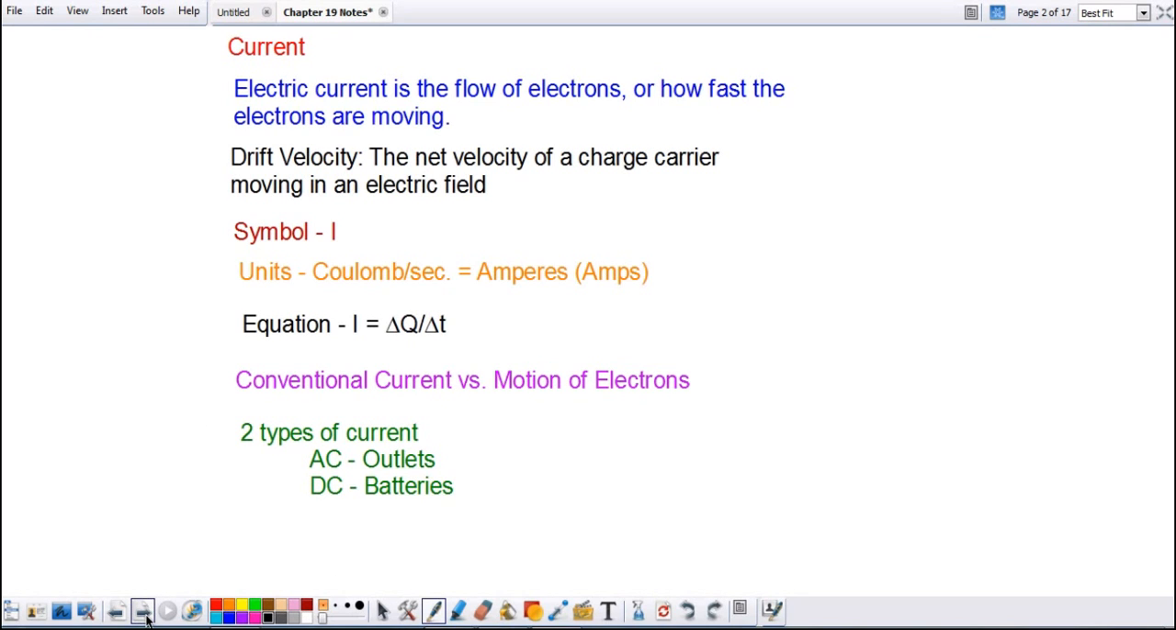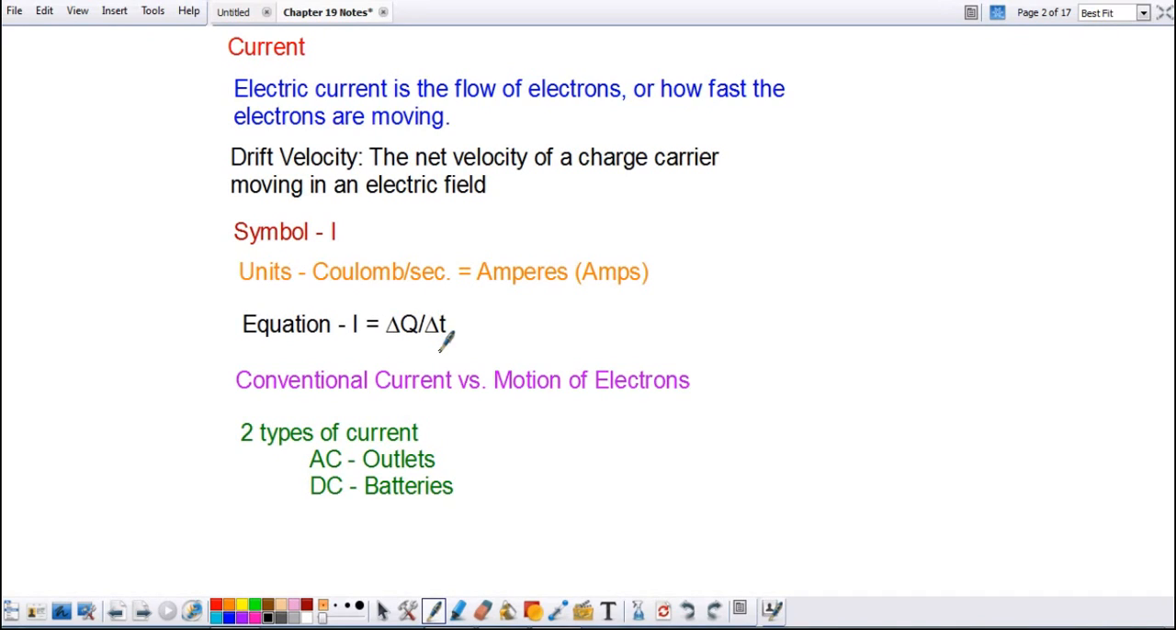So let's look at some things. Current. Electric current is the flow of electrons, or how fast the electrons are moving. Drift velocity, again, because it's not moving in a nice straight line, is the net velocity of a charge carrier moving in an electric field. The symbol for current is the letter I. The units are coulombs per second, or an amp. Okay? And the equation, current is the amount of charge that passes per second. It's a rate of change.